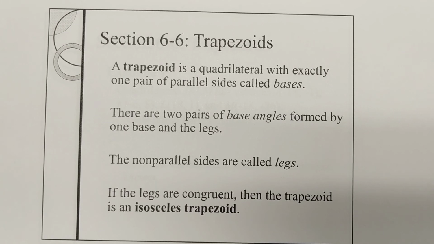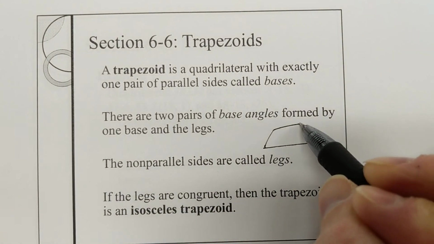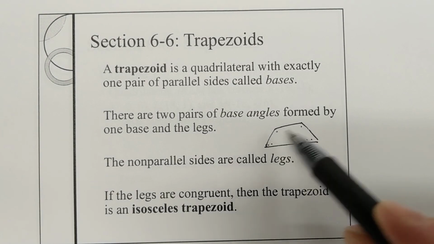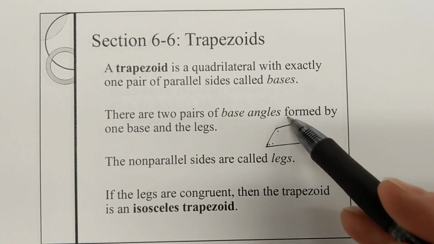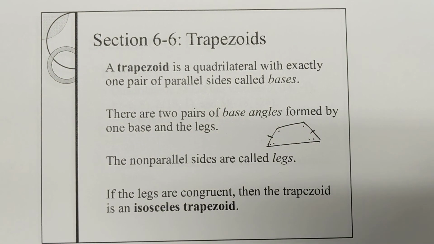Those are called bases. There are two pairs of base angles formed by one base and the leg. So if you think about the shape, that's a base angle, and those are also base angles, so two pairs of them. The non-parallel sides are called the legs. The parallel sides are called the bases. If the legs are congruent, that's now an isosceles trapezoid.